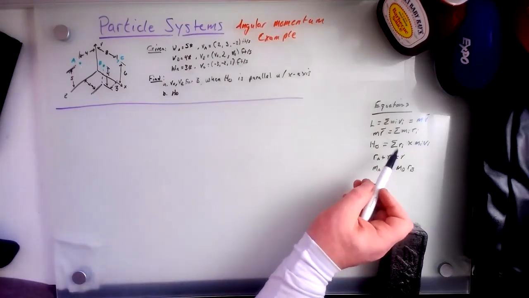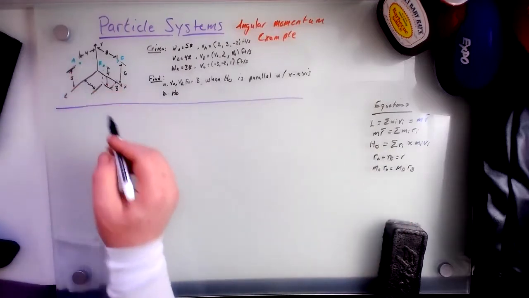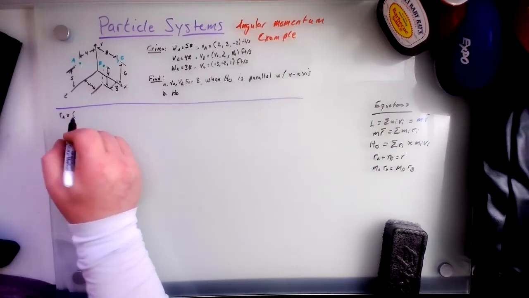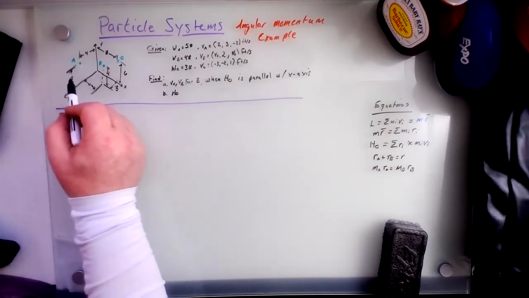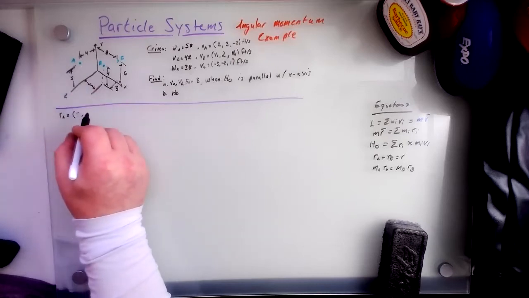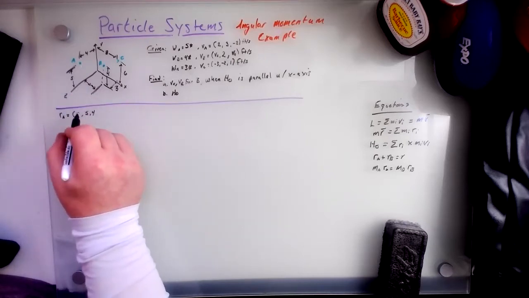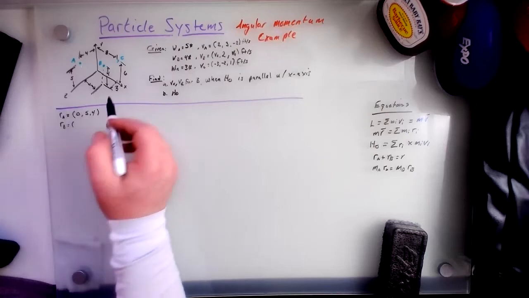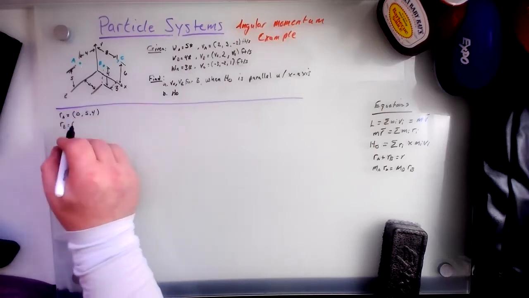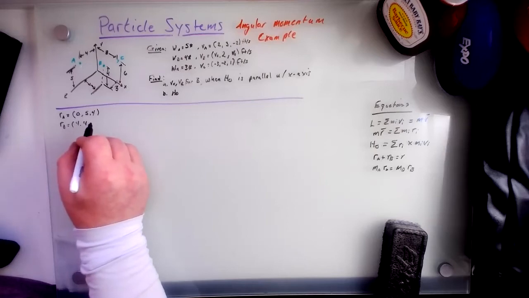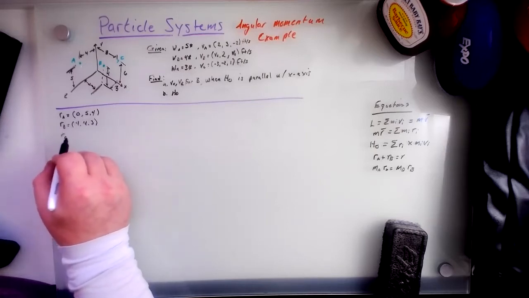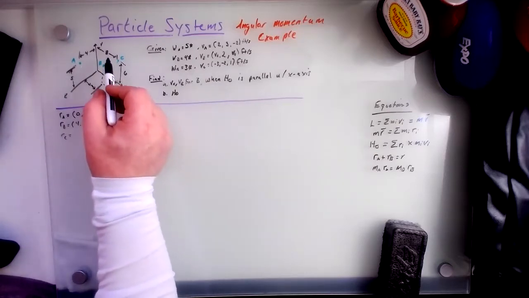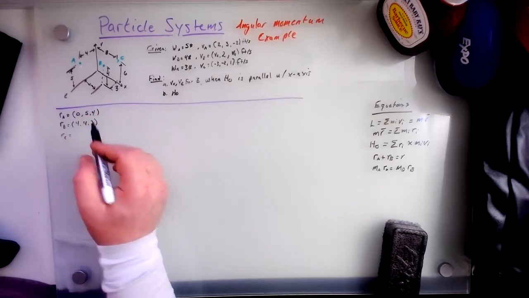In order to do that, we need to have the position of each of these particles. So let's start there. So r sub A, where is that? A is right here. So 0, 5, 4. And particle B is here, so 4, 4, 3. r sub C is along the x-axis, so 8, 6, and 0.